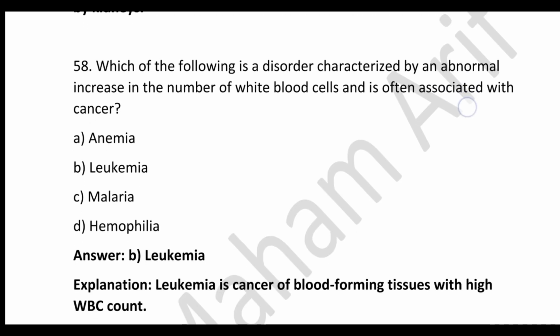Which of the following is a disorder characterized by an abnormal increase in the number of white blood cells and is often associated with cancer? Correct answer is option B, that is leukemia. Because leukemia is cancer of blood forming tissues with high white blood cell count.